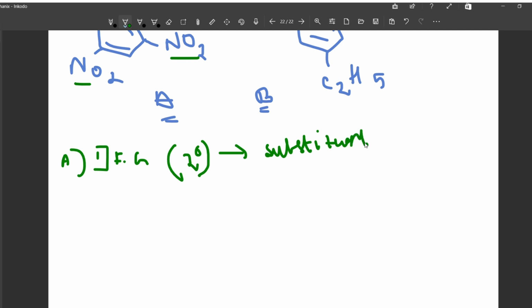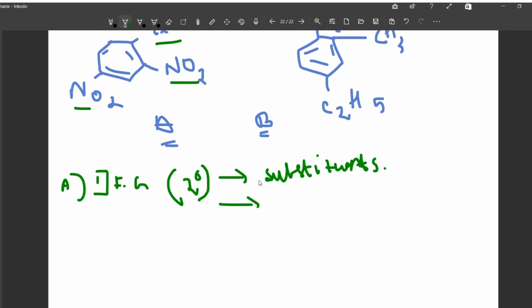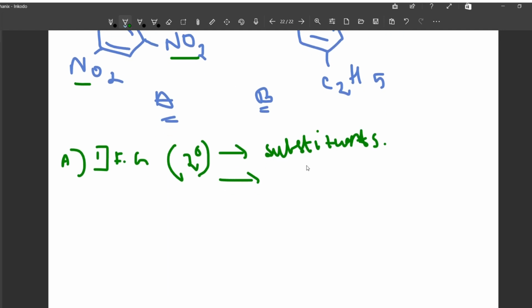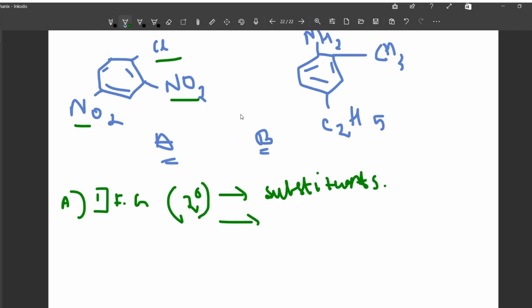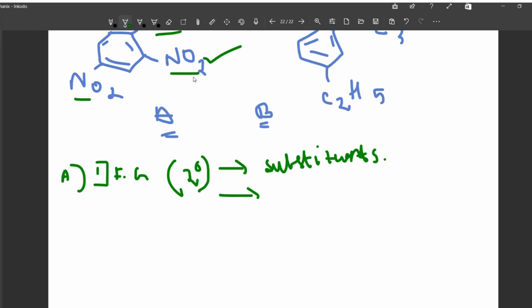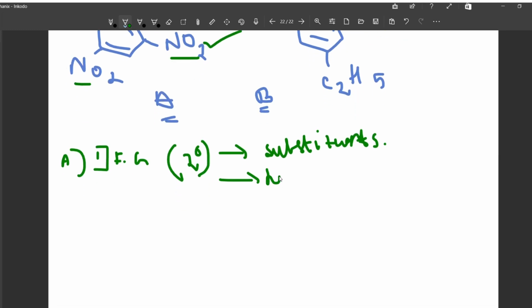So there is no particular order to start numbering all these. But a better way would be if we start numbering from either chlorine or nitro and try to figure out which will yield us the least locant. So the least locant. Now what do I mean by this least locant?